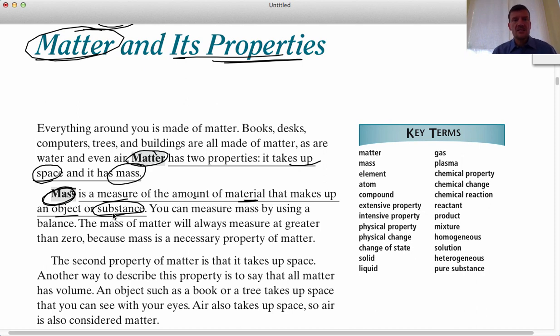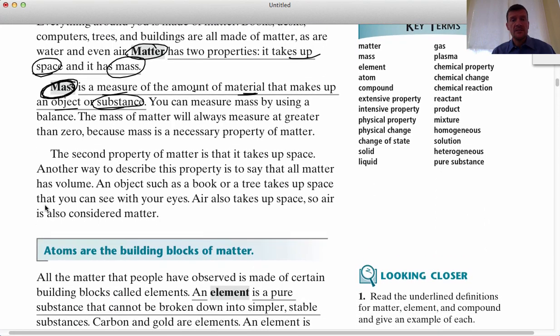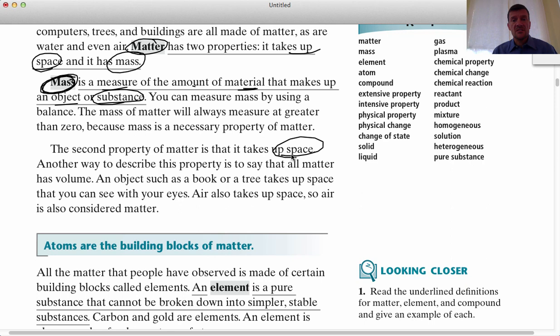So mass is the amount of stuff. The amount of stuff that's in your body isn't going to change whether you're standing at the top of a mountain or at the bottom of a valley. Your weight may be different because the effect of the gravitational pull may be different from the Earth, but your mass, the amount of matter in your body, is not going to change. Okay? And then space obviously is volume. It's basically taking up space, and you can measure that volume.